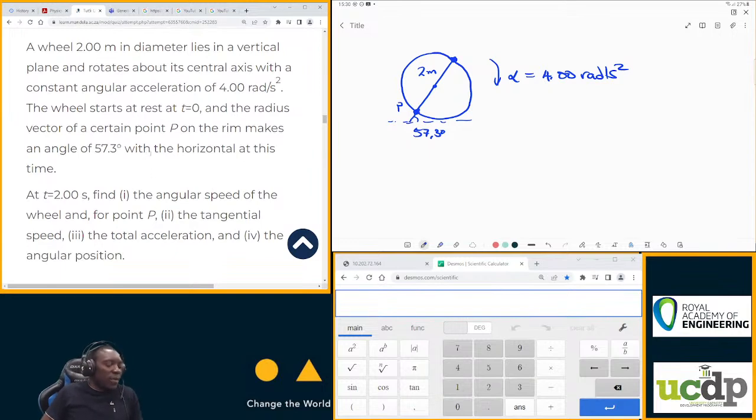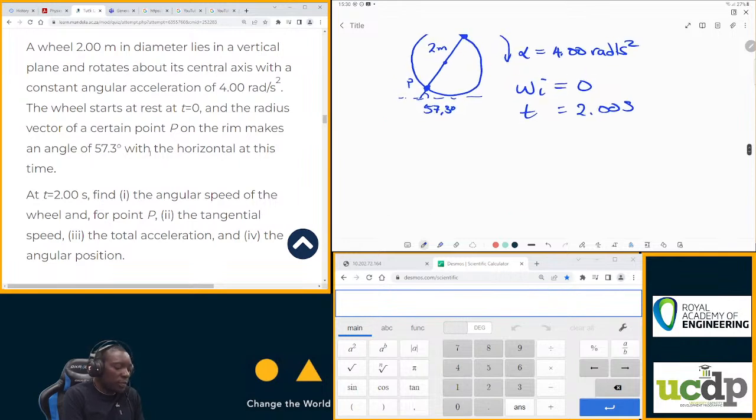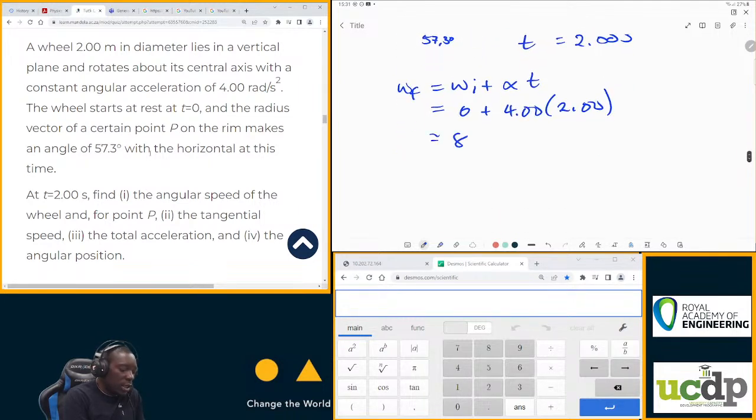So the wheel starts from rest. It means omega I equals 0. Then t is 2 seconds. We need to find omega F. Alpha is already given. So our final is omega I plus alpha t, which is 0 plus 4 times 2, and that gives us 8 radians per second. That should be 8 radians per second for the final angular speed.